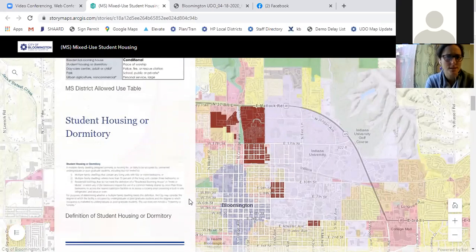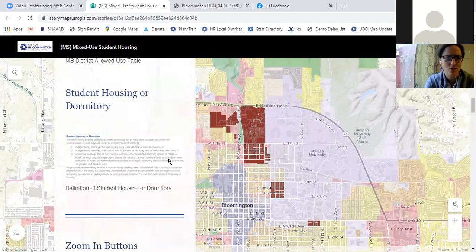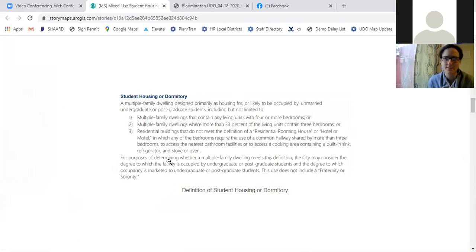So I also wanted to clarify the definition of student housing, or just make that available. And this presentation will go up on the website after this meeting as well, in a similar way as the other story maps were. So you are able to click through these also after tonight, and of course ask questions again at the end of this presentation. So student housing is defined specifically in the code.